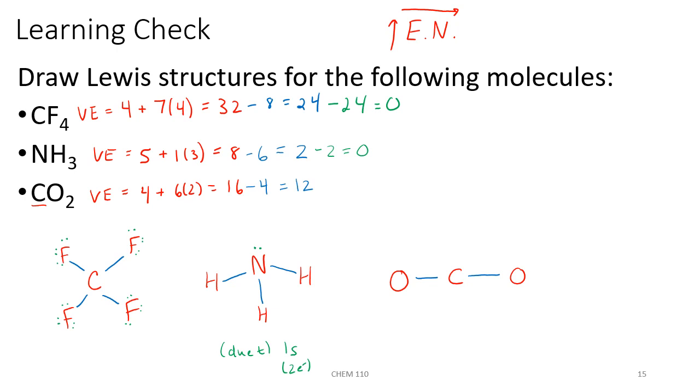Next, we move and we complete the outer octets on our oxygens. So they think they have 2 electrons from the single bond. So 4, 6, 8, and then doing the same for our other one. 4, 6, 8. In completing the outer octets on oxygen, we used all 12 of our remaining electrons. Therefore, now we have 0 electrons left.